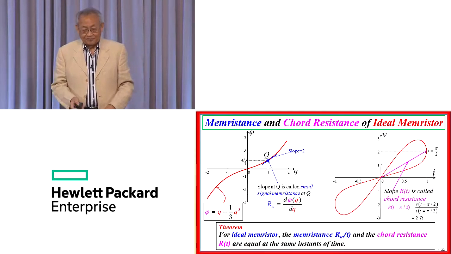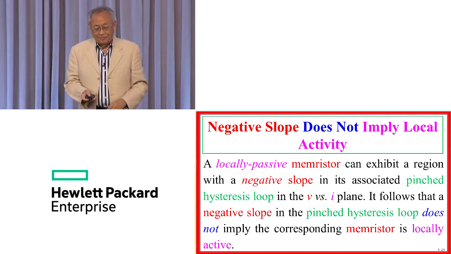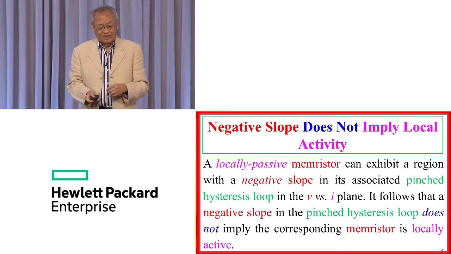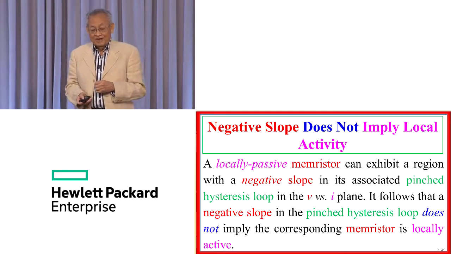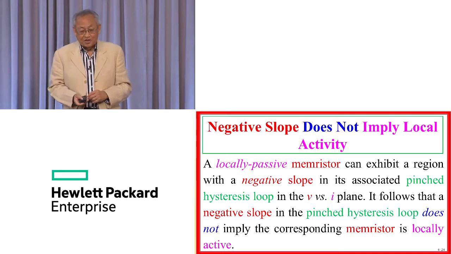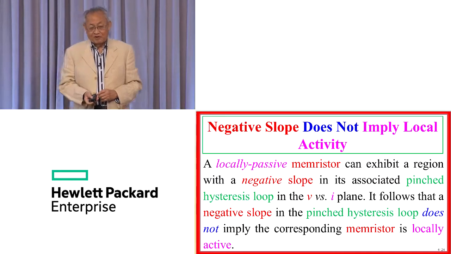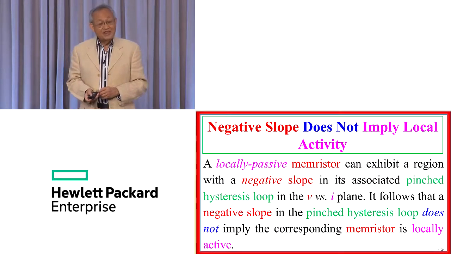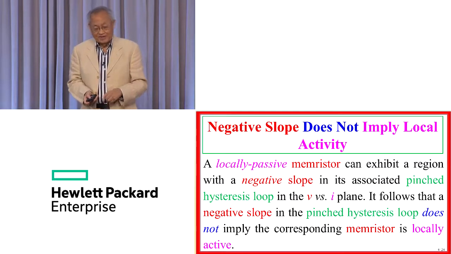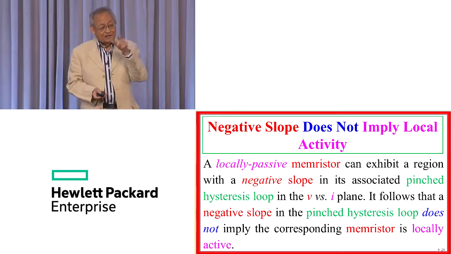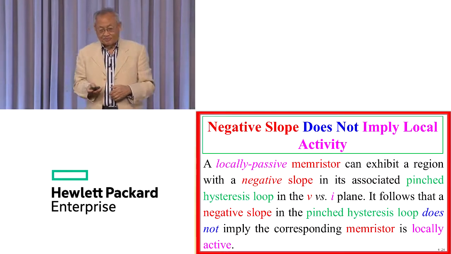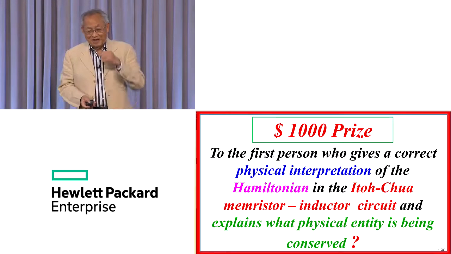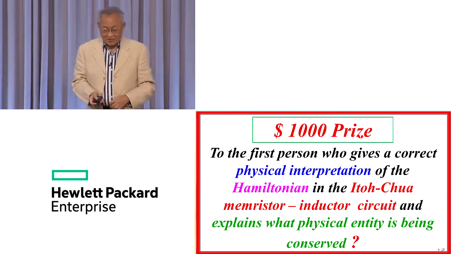All right, now, negative slope, by the way, does not imply local activity. That's what's very important, okay? A locally passive memristor can exhibit a region with a negative slope, such as the example you have seen, in its associated pinch hysteresis loop in the V versus I plane. It follows that the negative slope in the pinch hysteresis loop does not imply the corresponding memristor is locally active. That's a misconception by many. When you see a negative slope, they say this is active, but that's not true. Okay, so that's important.